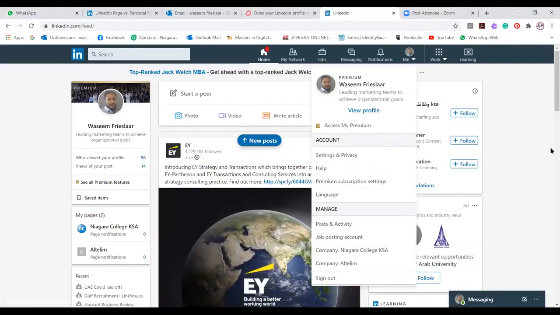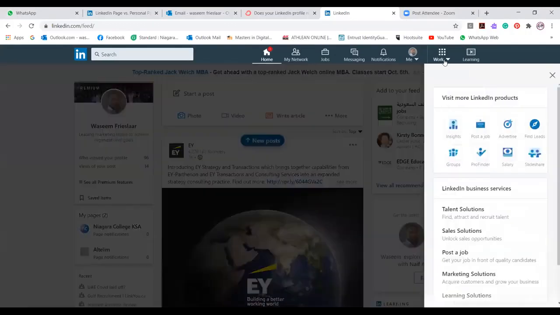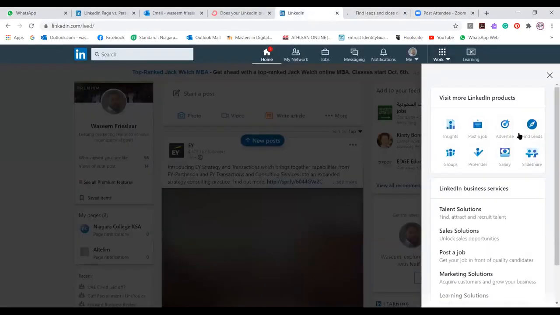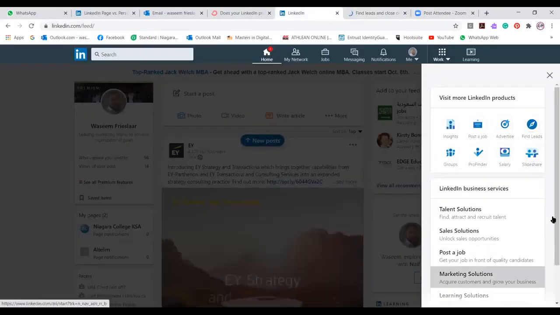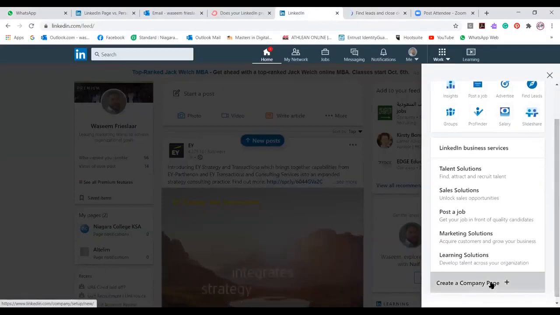So how do I set up a company? It's fairly easy. You go to the option which says work. You press the drop-down tab over there, and you'll see that it actually says create a company page. Once I click that company page, I'll then be able to manage a company from my personal profile.